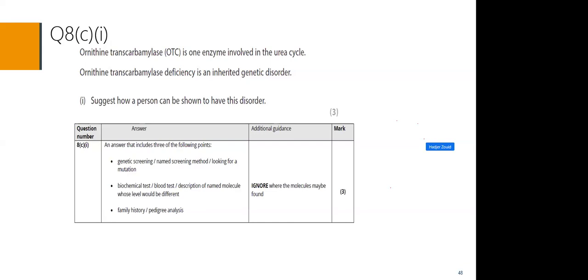In the additional guidance, they ignore where molecules may be found. Because the context is unfamiliar, candidates shouldn't be penalised for suggesting measuring a molecule in an inappropriate location. So measuring carbonyl phosphate in the blood, liver, kidney, etc. would all be accepted, as would simply suggesting carbonyl phosphate without a specific location.